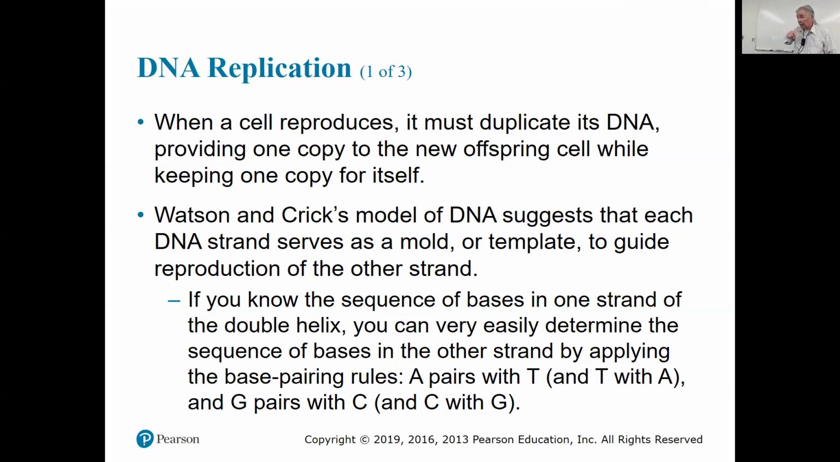So we know the sequence of bases on one strand of DNA. You know the sequence of bases on the other strand, the complementary strand. Because you have an A here, you put a T here. You got a G here, you put a C here. You got a T here, you put an A here. You have a G here, you put a C here. A's and T's, C's and G's.